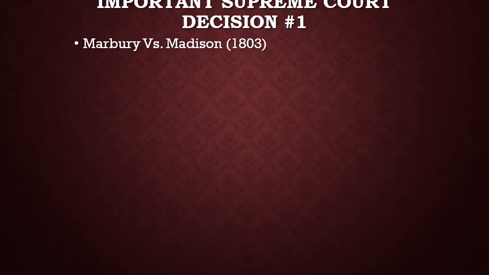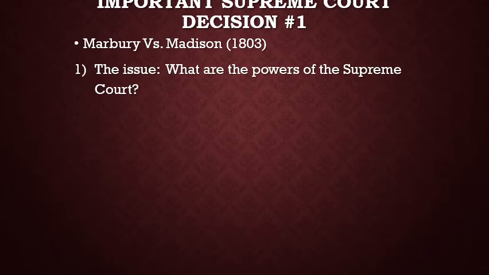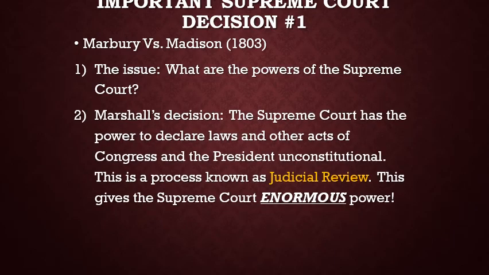What is the issue in question? What are the powers of the Supreme Court? That is the question being asked in Marbury versus Madison. The answer, or the decision by John Marshall, is that the Supreme Court has the power to declare laws and other acts of Congress and the President unconstitutional. This is a process known as judicial review. This gives the Supreme Court enormous power. This is a really, really big moment for our country.